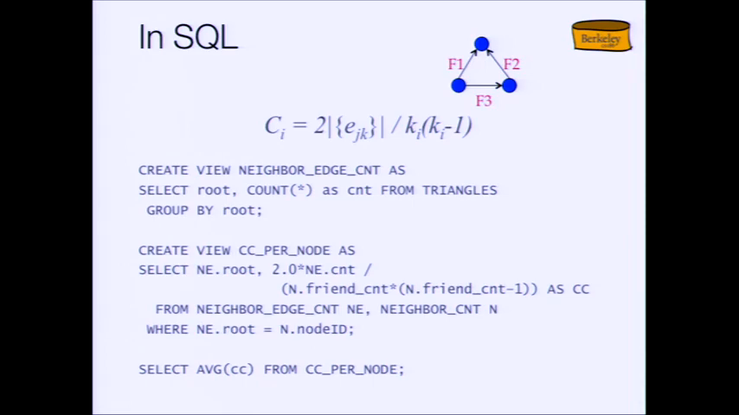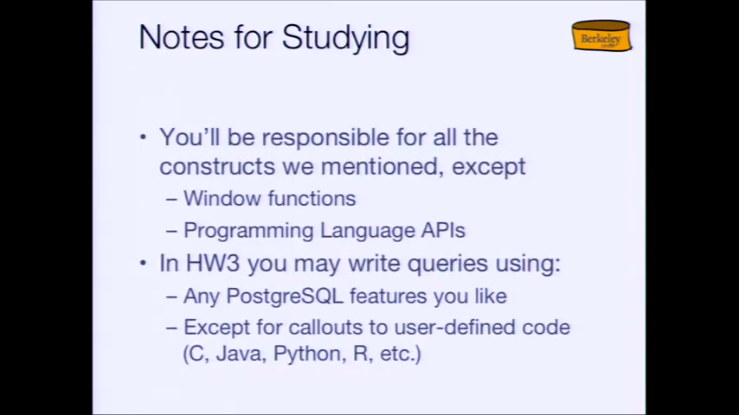Okay? All right. A note for the exam, which is coming up in only a couple weeks. You'll be responsible for all the constructs we mentioned except for window functions and anything having to do with interfacing SQL to your programming language. So all those APIs will not be on exams. In your homework, you can write queries using any Postgres features you like, but don't use the callouts to user-defined code. So you can't go and invoke a Java function, give it the entire graph, and have it solve the problem. That's cheating and also won't scale very well. You really have to stick with the SQL language interfaces. Okay?